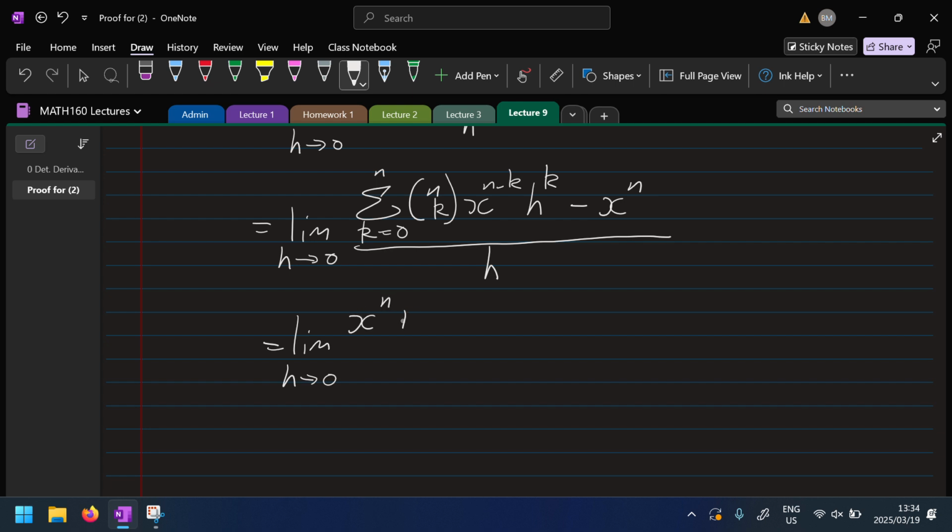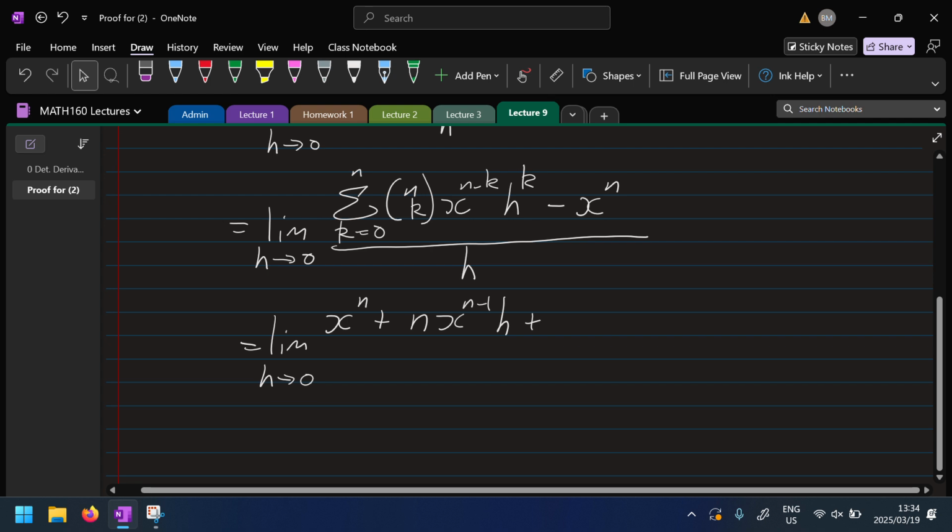Plus, and now let's look at the next term, k equals 1. So we have n choose 1, so that's going to be n. Again, k is 1, so it will be x to the n minus 1. And again, k is 1, so we have h. Plus, and there's some other terms there, so let's write out the next one.